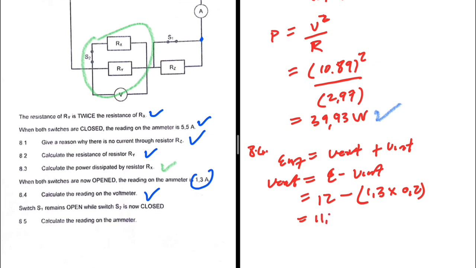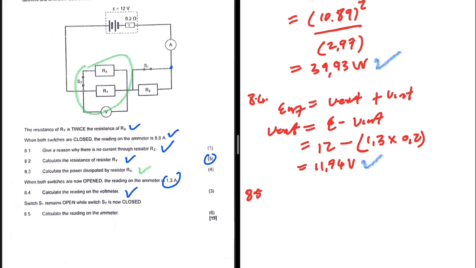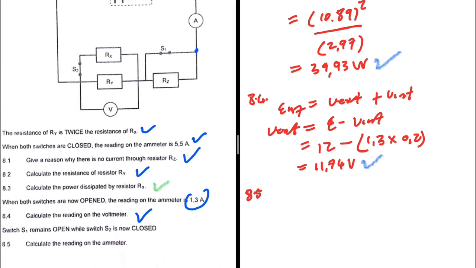This is 11.74 volts. So the external resistance has increased. Well, the reading on the voltmeter, the external voltage has increased. But that is expected because the external resistance has increased. But anyway, that is 8.4. What about 8.5? Switch S1 remains open while switch S2 is now closed. So let's take a look.